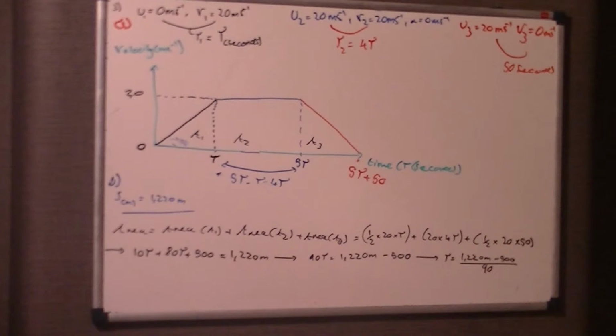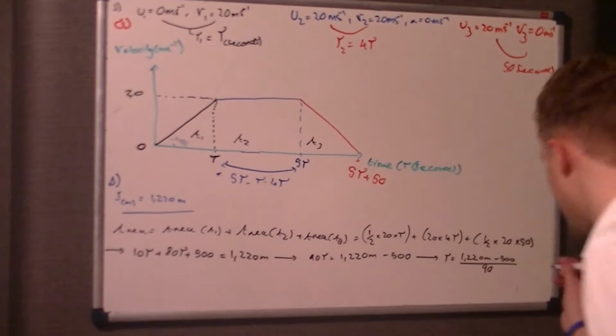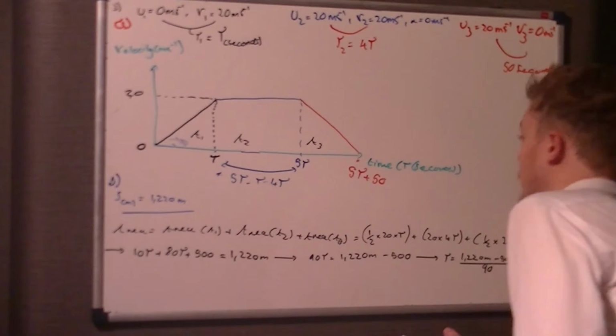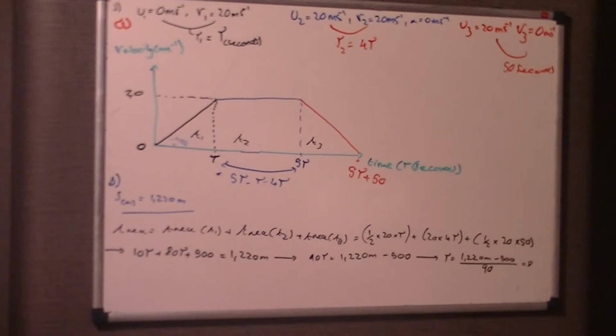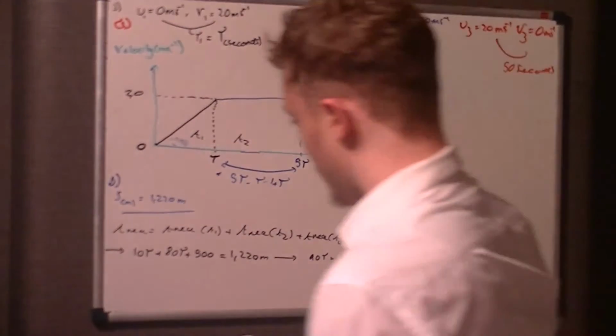That should come to 8 if I'm correct. Take 500. Yeah, so that gives you a value for t of 8. Therefore, t equals 8. Now, that's part B.